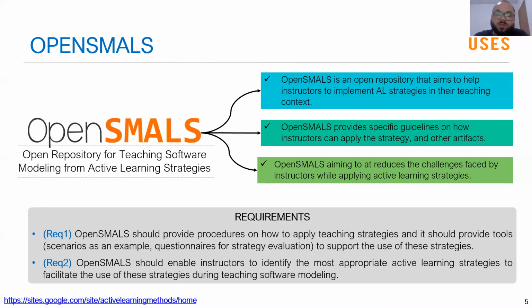OpenSmall is an open repository that aims to help instructors apply active learning strategy in their teaching context. Besides, OpenSmall provides specific guidelines on how instructors can apply this strategy and other artifacts. We also define two requirements to help us evaluate OpenSmall. The first one is OpenSmall should provide procedures on how to apply teaching strategy and should provide tools to support the use of this strategy. The second one is OpenSmall should enable instructors to identify the most appropriate active learning strategy to facilitate the use of this strategy during teaching software modeling.